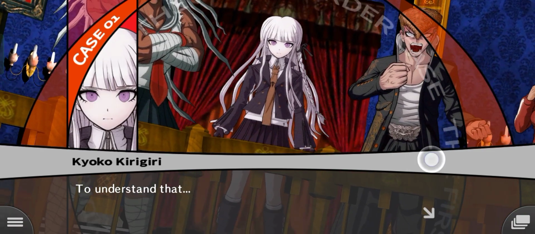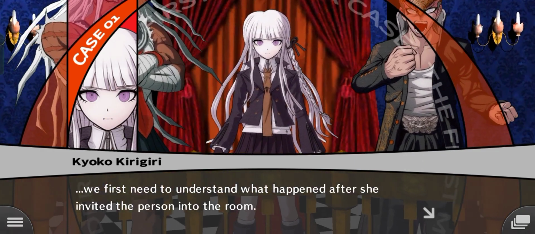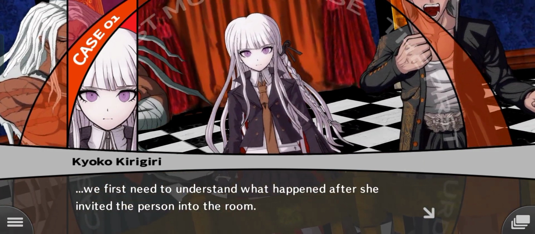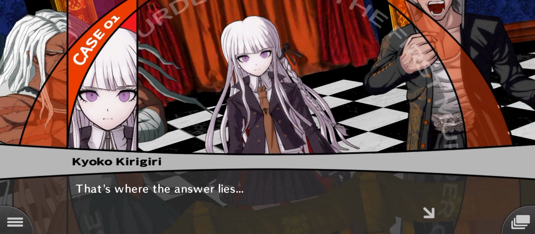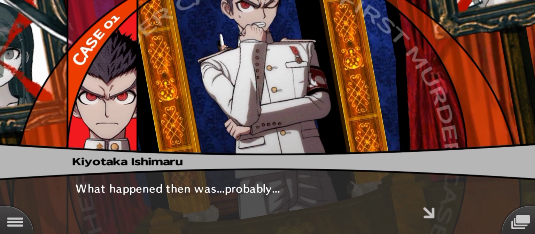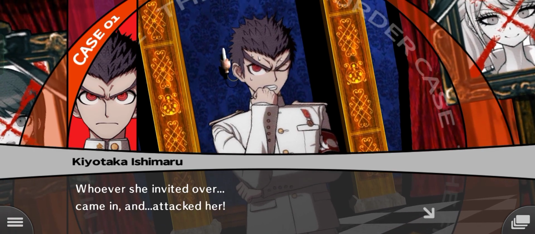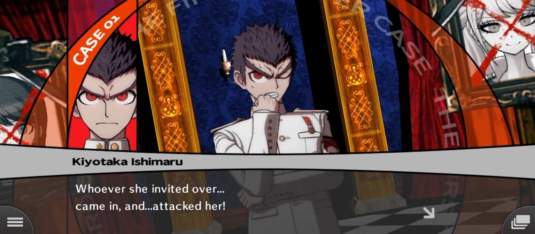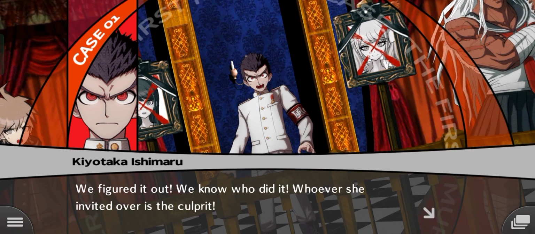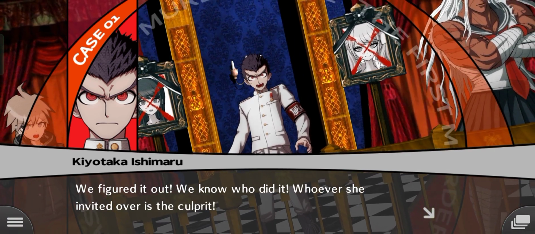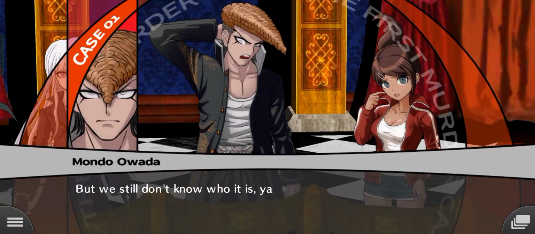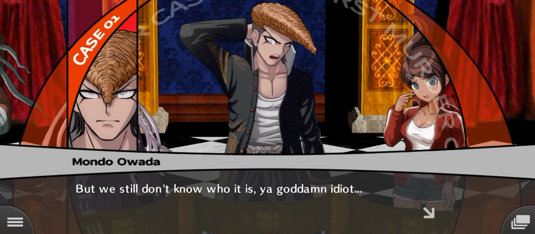To understand that, we first need to understand what happened after she invited the person into the room. That's where the answer lies. What happened then was probably whoever she invited over came in and attacked her! We figured it out! We know who did it! Whoever she invited over is the culprit! But we still don't know who it is, you goddamn idiot!